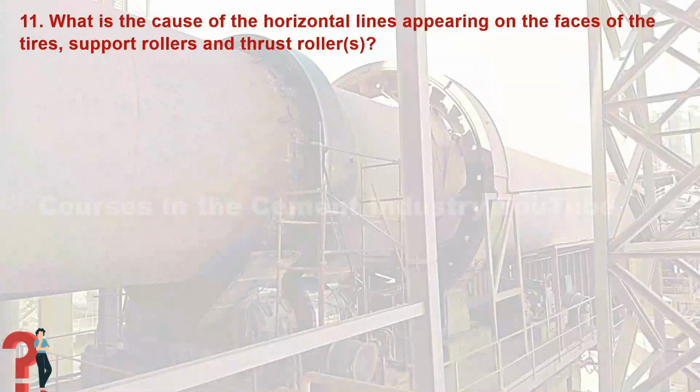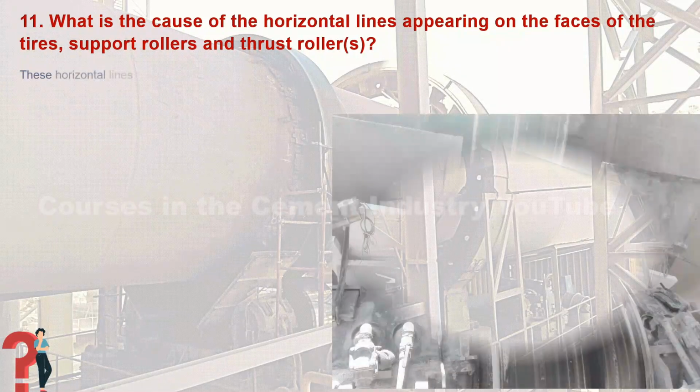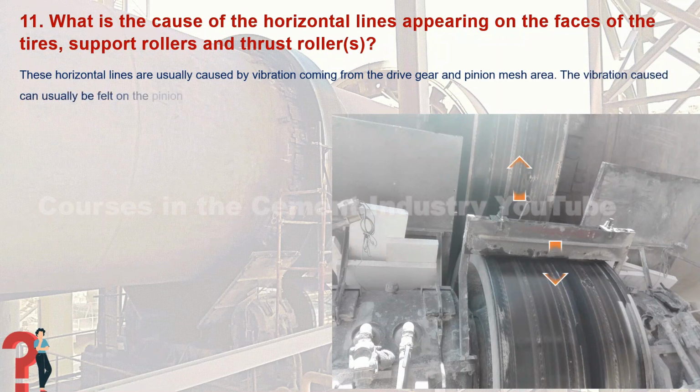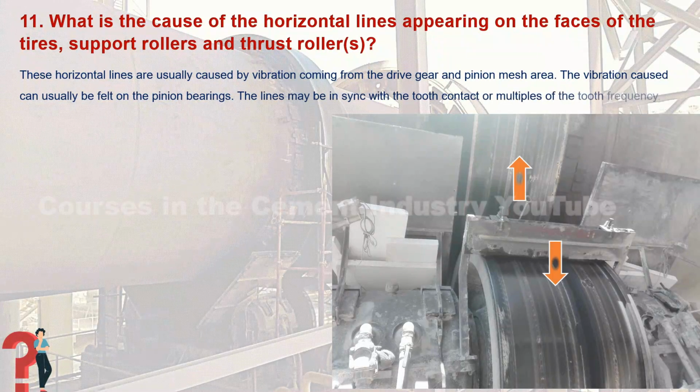Question 11. What is the cause of the horizontal lines appearing on the faces of the tires, support rollers, and thrust roller? Answer. These horizontal lines are usually caused by vibration coming from the drive gear and pinion mesh area. The vibration caused can usually be felt on the pinion bearings. The lines may be in sync with the tooth contact, or multiples of the tooth frequency.